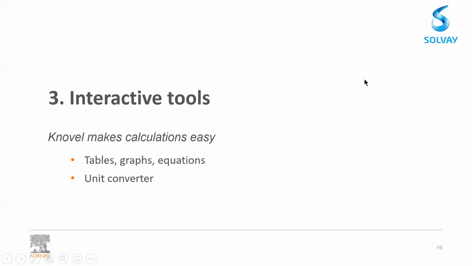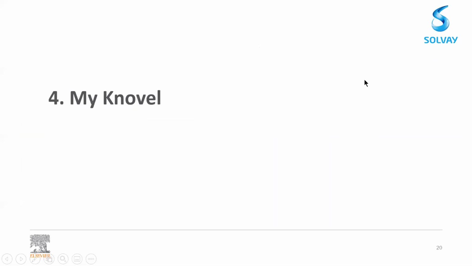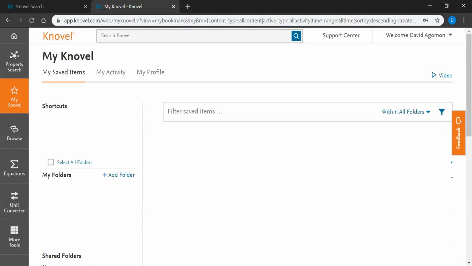We covered the interactive tools. We also have My Knovel, which is your personal space in which you can save, share, and set alerts. Everything in Knovel you can save. Every book, every equation, every table you can save, and then you can revisit it. Here you have My Saved Items. You can also have My Alerts. On top of the books or tables or everything you want to save, you can save searches. So you can make a search, save it, and then revisit this search.